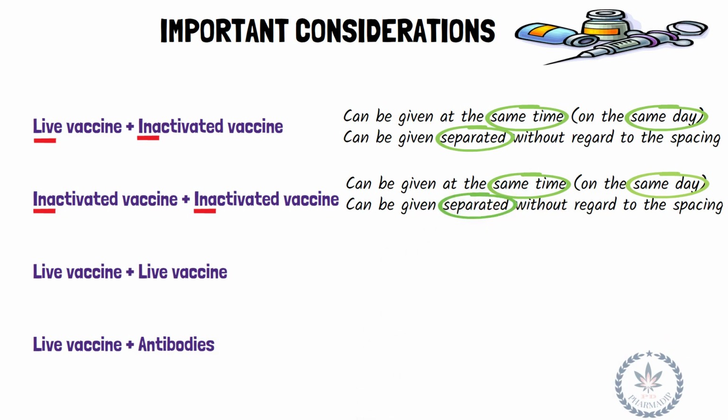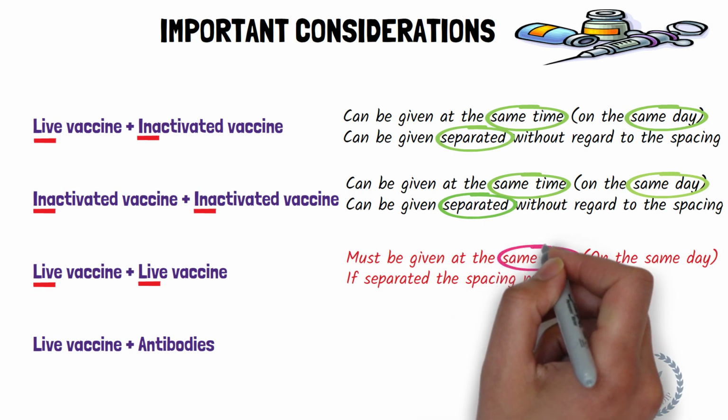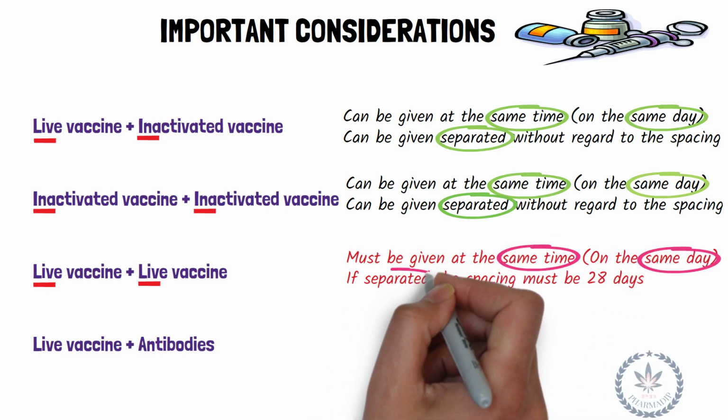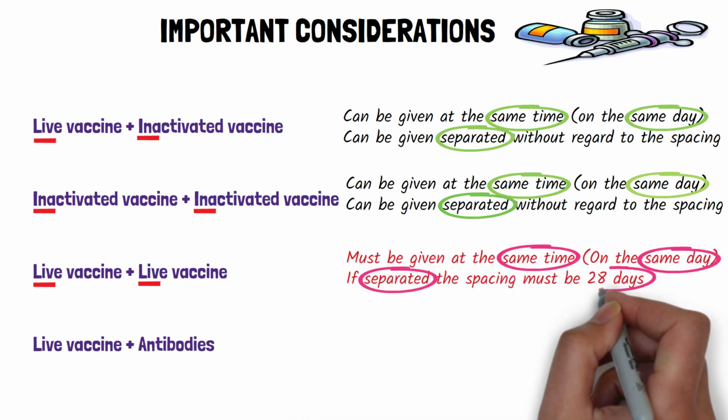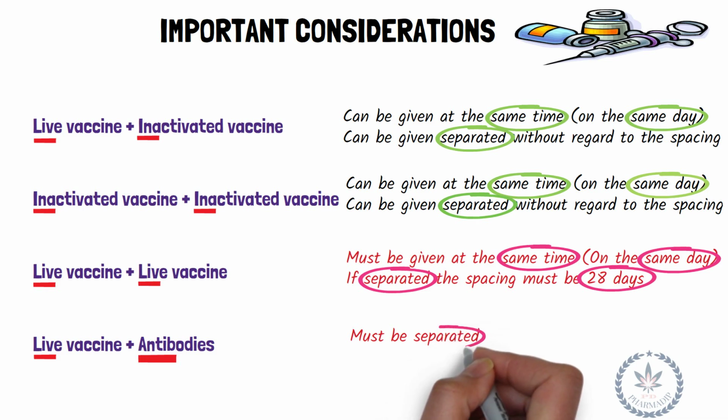However, when two live vaccines are given, that is live vaccine plus live vaccine, they must be given at the same time on the same day, and if separated, the spacing must be 28 days between the two vaccines. Live vaccine plus antibodies must also be separated. They should not be given at the same time.